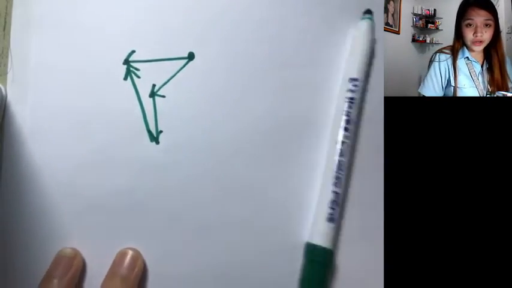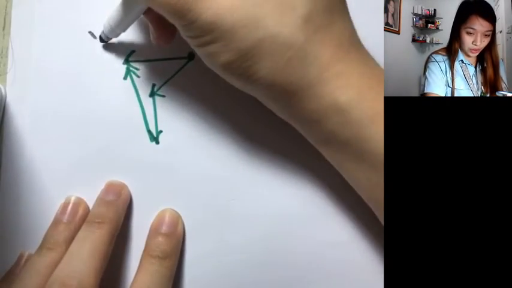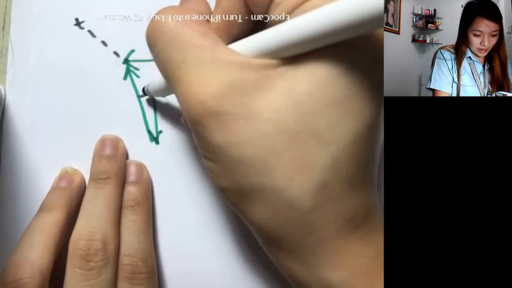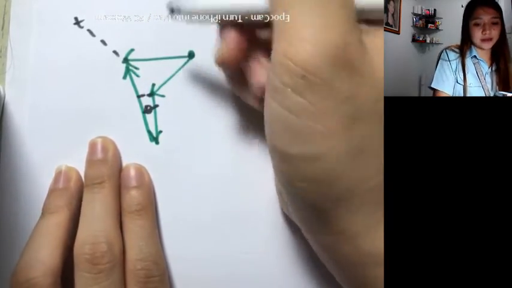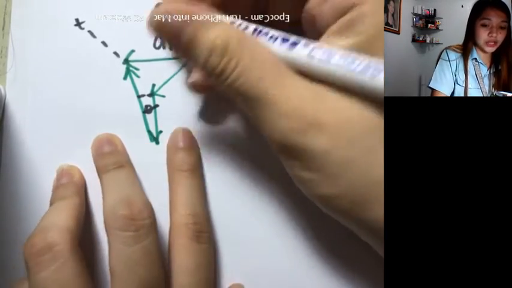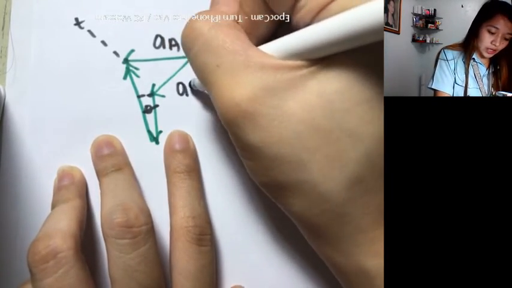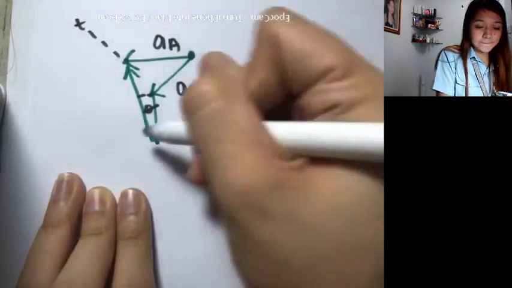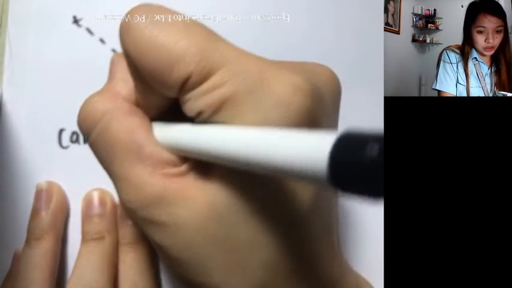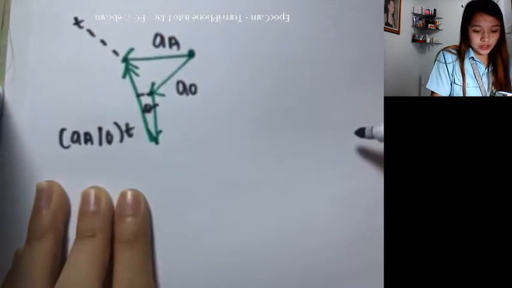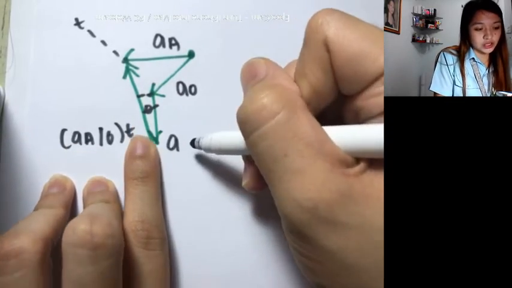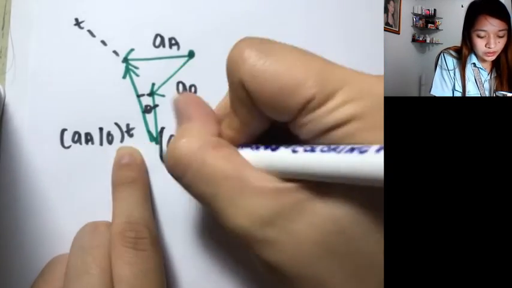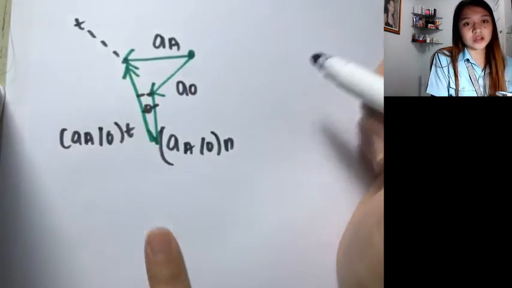For this one, we have our tangential, and for this one is our angle theta. This one is our acceleration at point A, and this is acceleration at O. And this one is our acceleration A to O T. So this one is acceleration. So as you can see, this one is A to O normal. So the tangential is perpendicular to the normal.